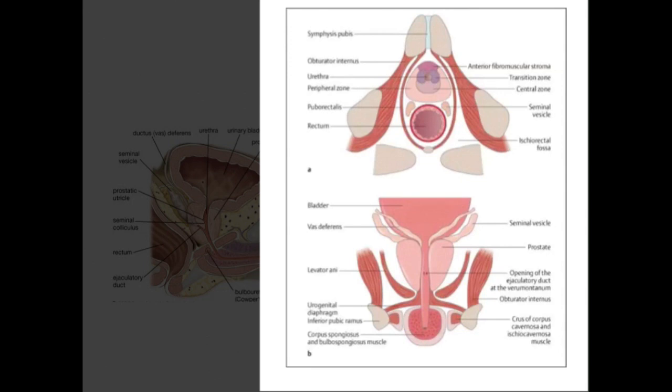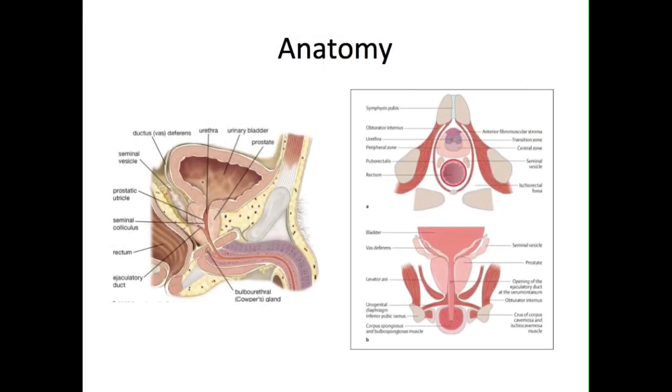It is enlargement of the transition zone that leads to benign prostatic hypertrophy, whilst prostate malignancies tend to occur in the peripheral zone. The prostate gland is supplied by prostatic branches of the internal iliac arteries, whilst veins from the gland drain into the prostatic venous plexus, which in turn drain into the internal vertebral venous plexus.